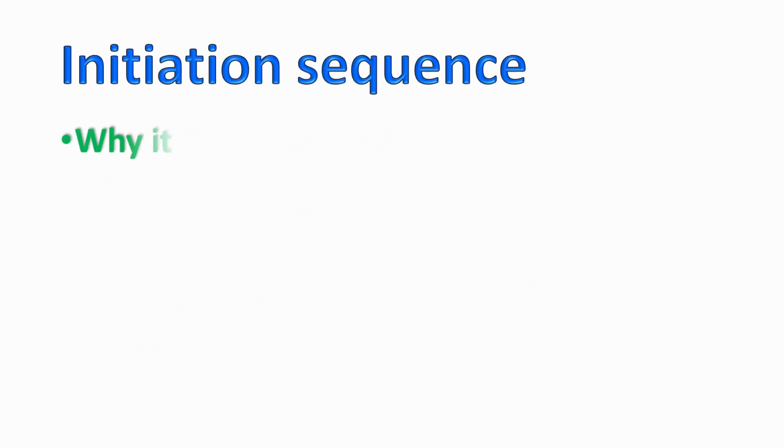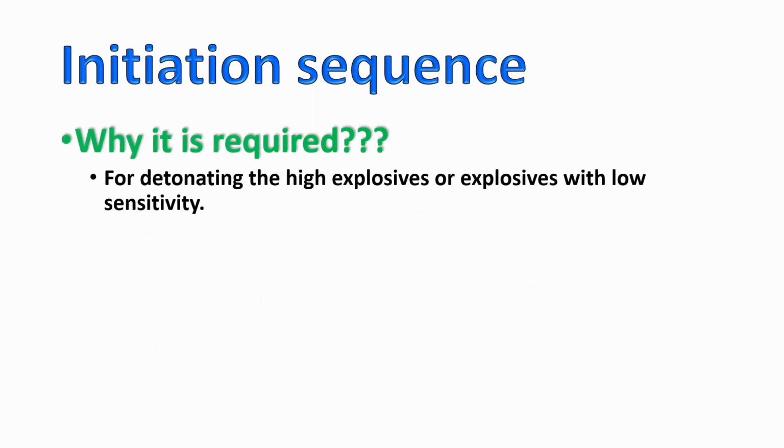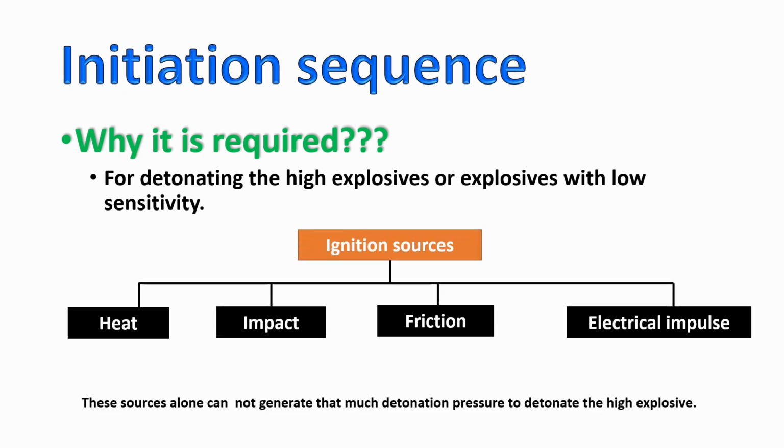Another reason is for detonating the high explosives or explosives with low sensitivity. The ignition sources are heat, impact, friction, and electrical impulse. However, these ignition sources alone cannot generate that much detonation pressure to detonate the high explosives. These ignition sources can detonate high sensitivity, low explosives. However, in the case of high explosives, these ignition sources like heat, impact, and friction cannot alone generate that much detonation pressure to detonate the high explosives. That's why we need a proper initiation sequence to detonate the high explosives.